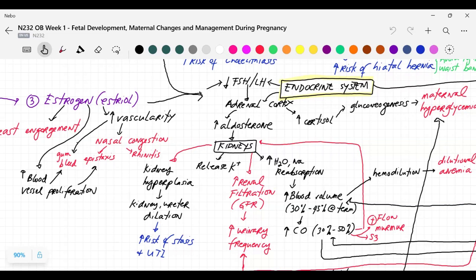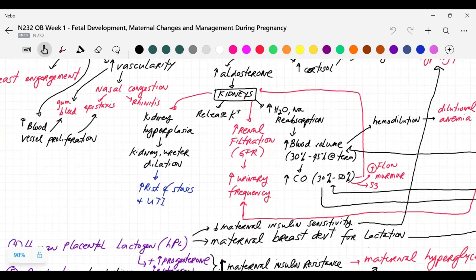When there's an increase in aldosterone, there's an increased absorption of fluid, of water. Okay, whenever aldosterone is involved, these two things happen. You're peeing out more potassium, but you're absorbing more water and sodium. Okay, so what happens when the mom is absorbing more water and sodium? The blood volume increases, okay, by 30 to 45% at term.